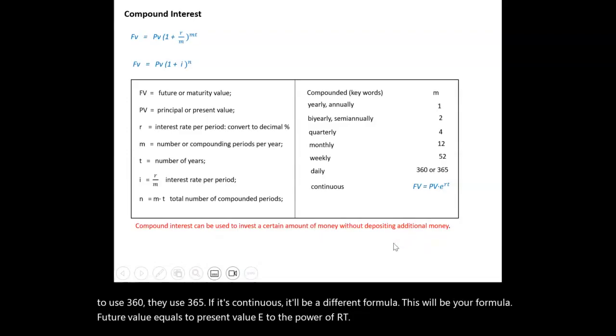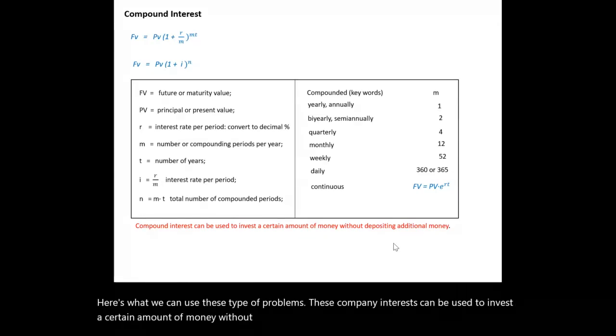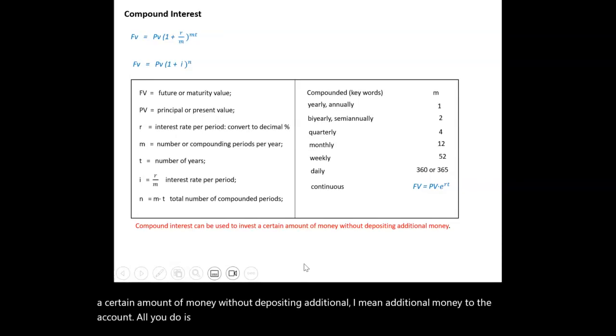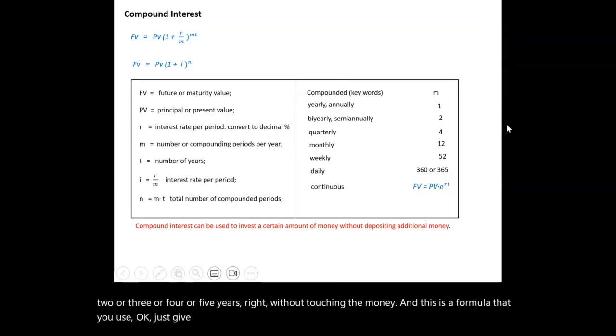Here's where we can use these types of problems. Compound interest can be used to invest a certain amount of money without depositing additional money into the account. What you do is invest, say, whatever you want, $10,000, and then you leave it there for 2, 3, or 4 or 5 years, right? Without touching the money. And this is the formula that you use. Okay, let's give a scenario here.